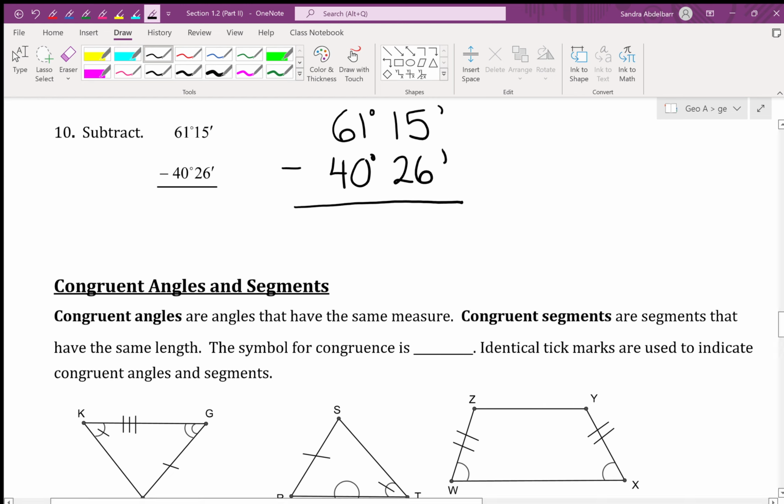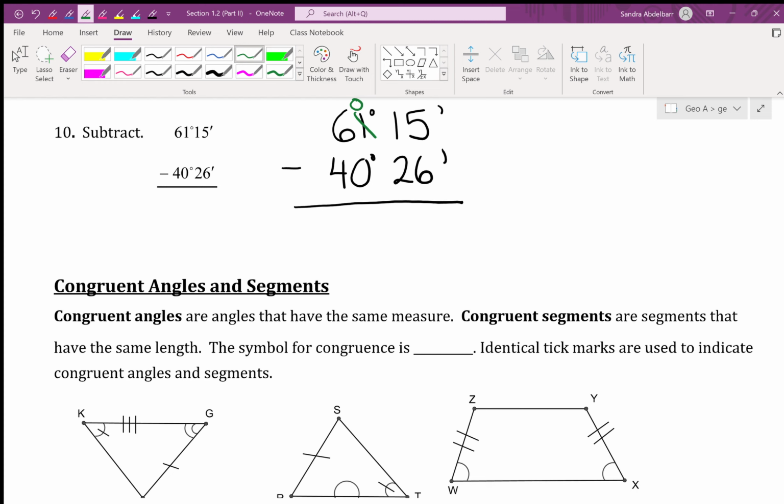You got it. We cannot take 26 away from 15. 26 is bigger than 15, so we can't take that away. So what are we going to have to do? We're going to have to borrow, but now I'm changing our units. So like this is minutes. Now I have to borrow from degrees, which is fine. I can borrow. So instead of 61, it becomes 60 degrees.